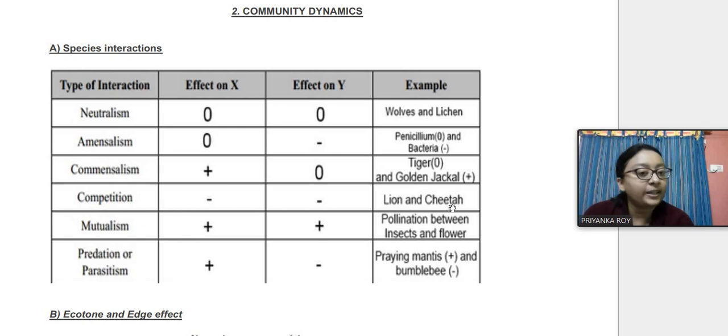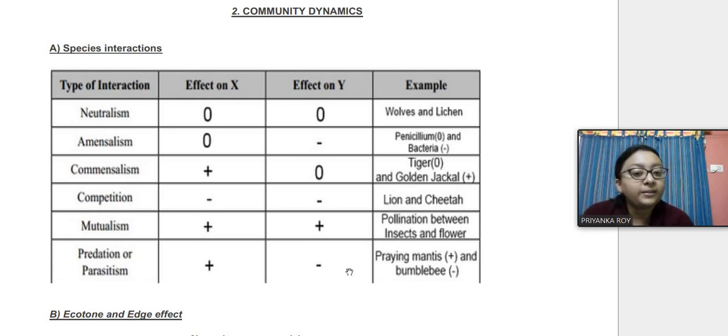Now competition is like lion and cheetah, because both are apex predators in the jungle, and therefore they will compete over who will catch the prey. Mutualism, like pollination between insects and flowers. Pollination is a very important process, and insects play a very important role in it. The flower is benefited because its seeds and pollen are spread, and the insect is also benefited because it comes for the nectar.